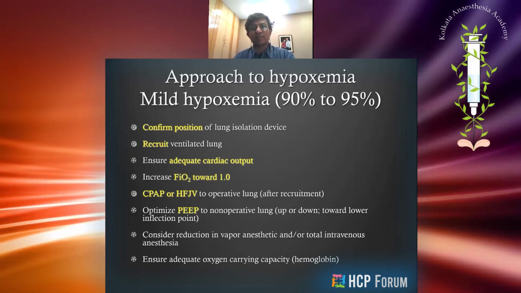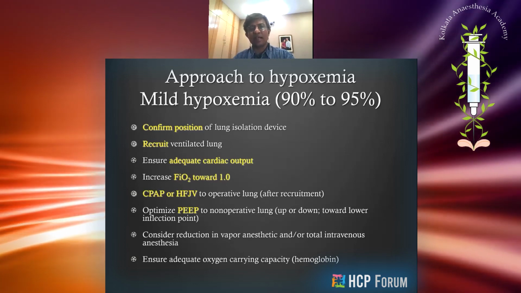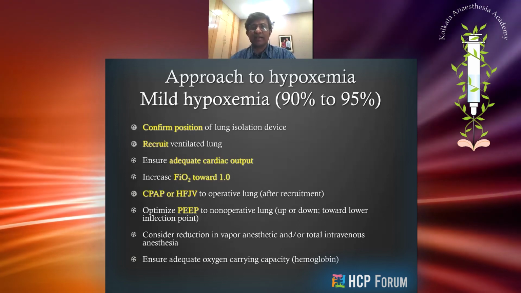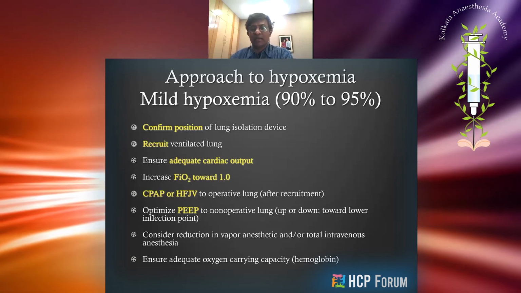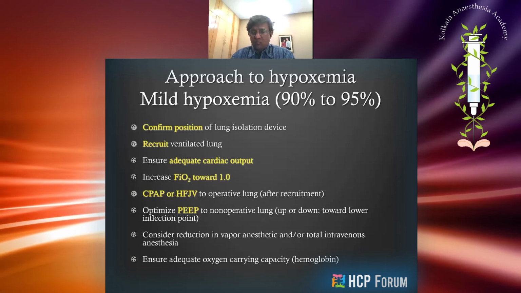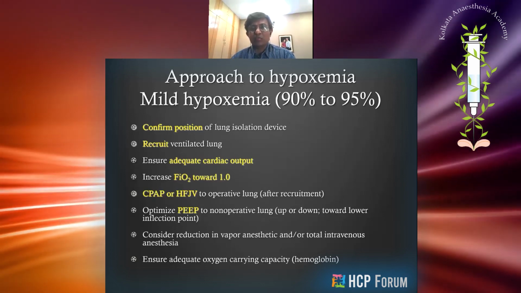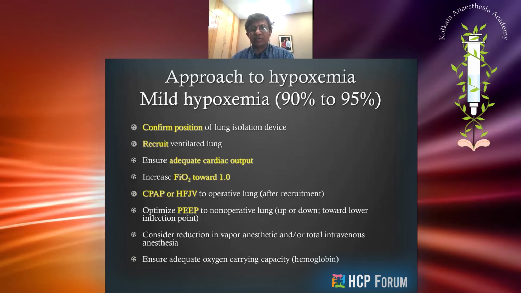Is the lung well isolated? So confirm the position of the lung isolation device. First, think of recruiting the ventilated lung, as we talked about, by the ARM. Most of it is because of a diminished cardiac output, which is why the peripheral perfusion is going out.